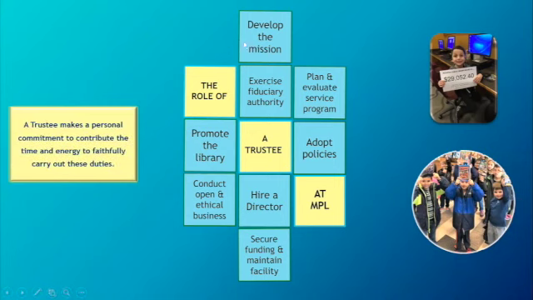The duties and responsibilities of a trustee are to plan and evaluate the library's service program. The long-range plan is the basis of the service program. The board evaluates the progress of the goals in the long-range plan annually, and the staff reports on their progress monthly in their reports to the board. The trustees develop the library's mission. The mission is our purpose. It's why we exist.